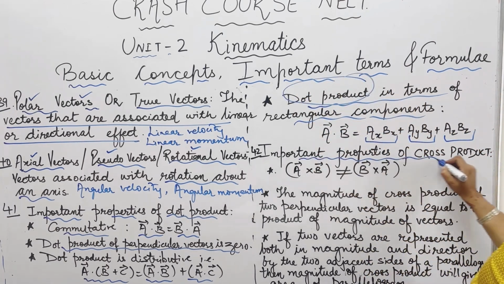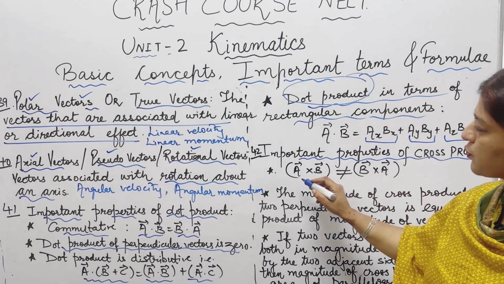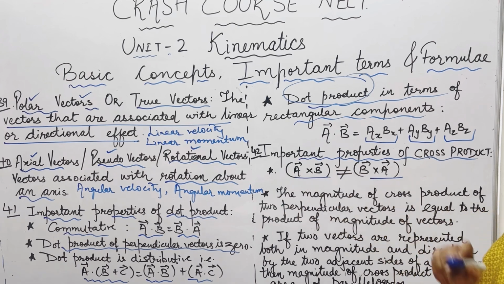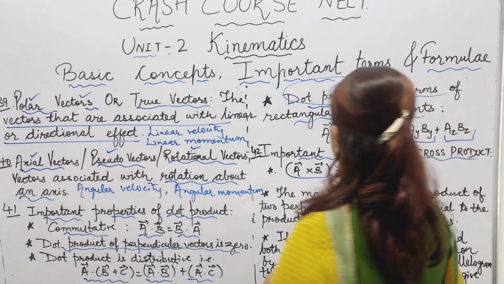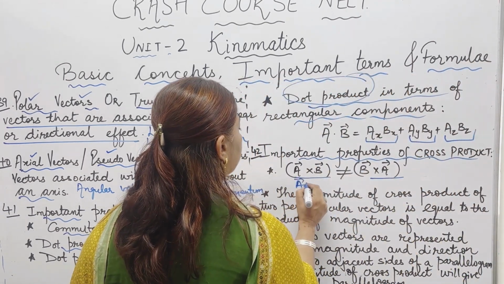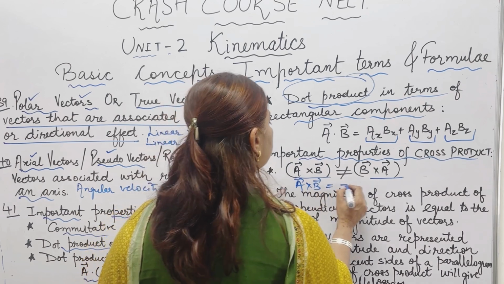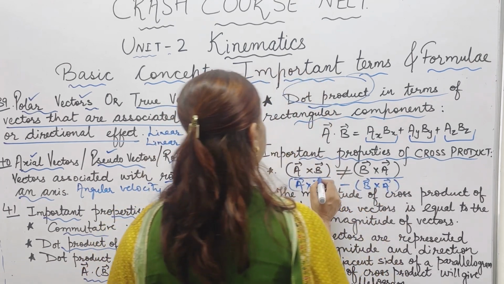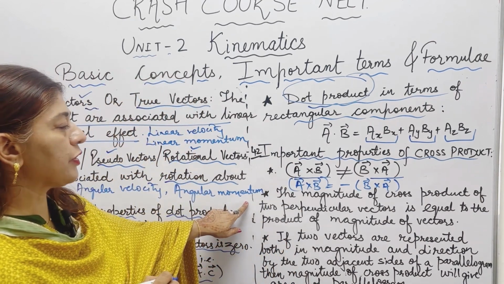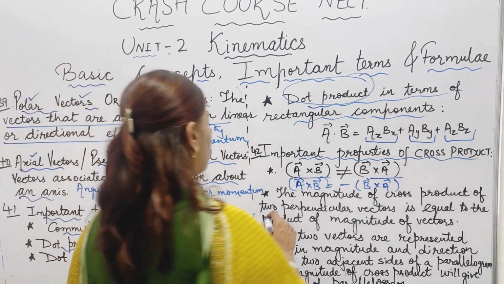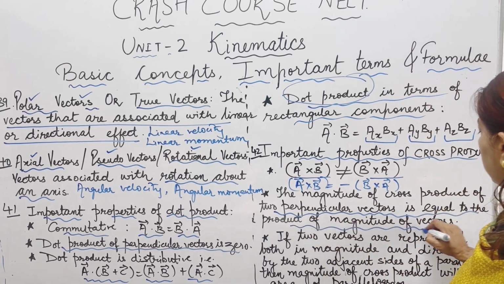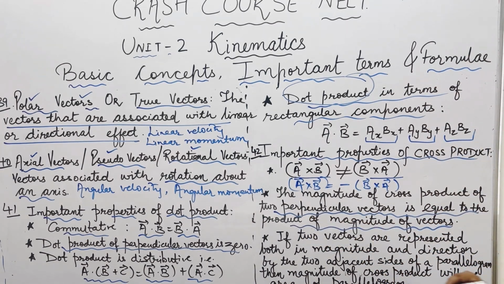Another important property is of the cross product. Cross product A cross B is not equal to B cross A. It is not following the commutative law as the dot product does. Actually, A cross B is equal to the negative of B cross A. So this is the fact. The magnitude of the cross product of two perpendicular vectors is equal to the product of the magnitudes of these vectors.